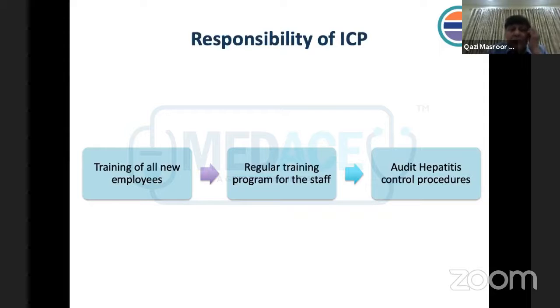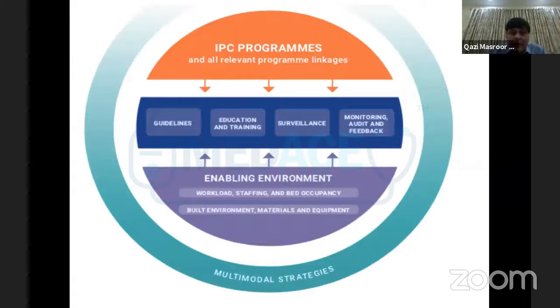So if we are keeping all these things, we can execute what we have discussed in breaking the chain of infection. And if I take one thing, multimodal strategies are being taken by the infection control people. It is by building the environment, providing the material and equipment, disinfection program, taking into account the workload of the staff, by putting the proper staffing over there, keeping in view the bed occupancy, and it will lead to what? The provision of the guideline, education and training, surveillance and monitoring, audit and feedback. With this, we can have a very proper control as an infection control team person.